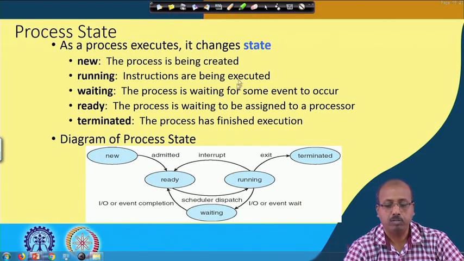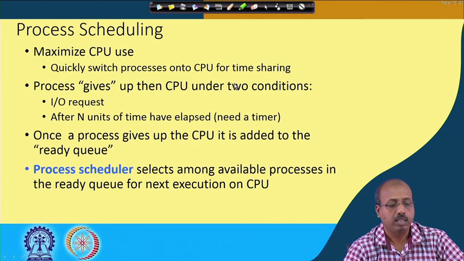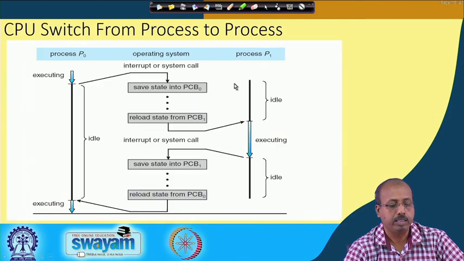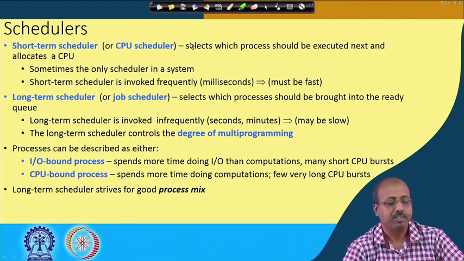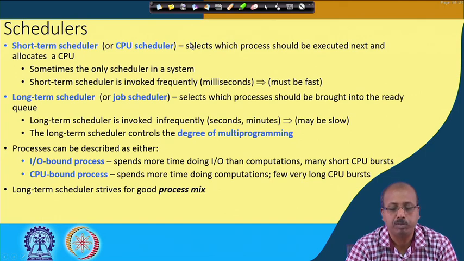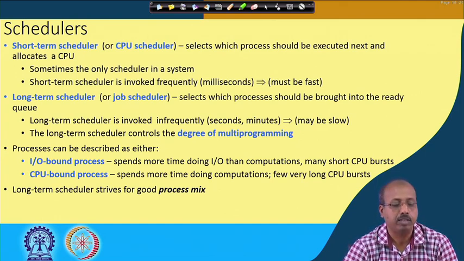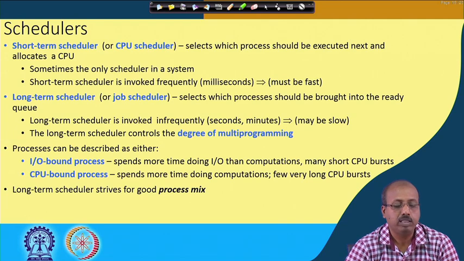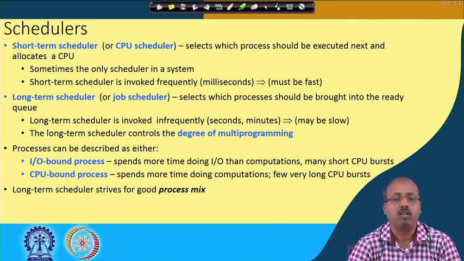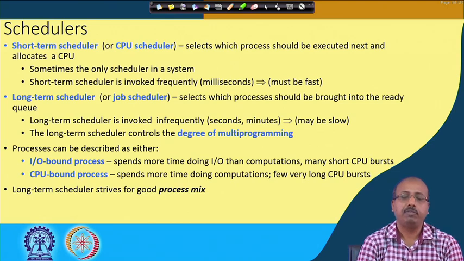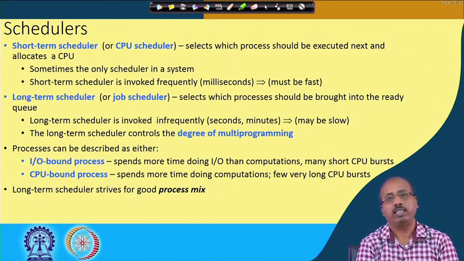So, coming back to the point that we were discussing, the scheduling queues. We have got the short term scheduler or CPU scheduler, which selects which process should be executed next and allocates the CPU. Sometimes it is the only scheduler in a system. In many systems we do not have the long term scheduler also, because we do not have that much load in the system. That much variety of users are not there in the system.